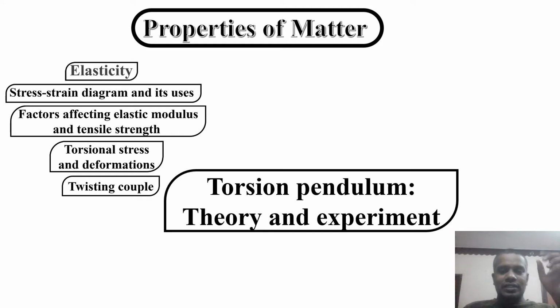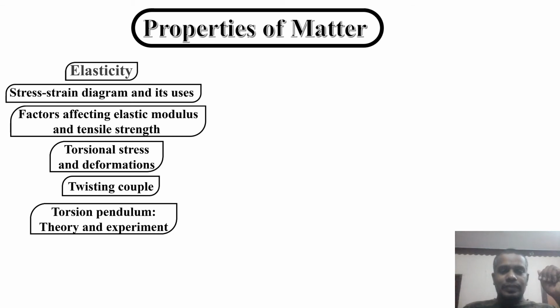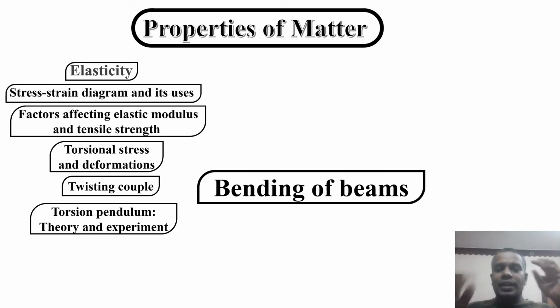The next one is the torsional pendulum. Using the twisting couple, how are we going to apply it in the torsional pendulum, both the theory part as well as the experimental part. If you want to know the moment of inertia of an unknown object, for that purpose we are going to apply the torsional pendulum as an application. Once you know the twisting couple, then we are ready to do the torsional pendulum. Okay, then the bending of beams.